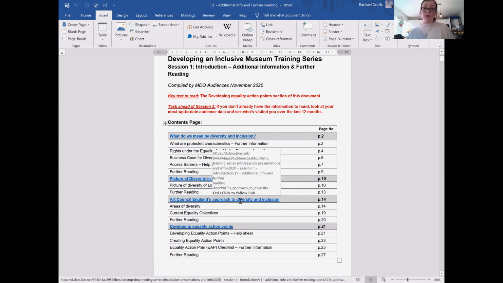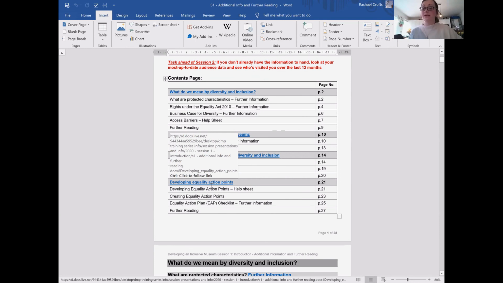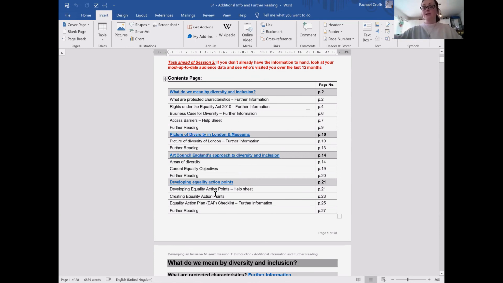The reason that we're talking a lot around Arts Council is because they obviously fund London Museum Development to support you in this work. So we enable you to meet those Arts Council objectives through the work that we're doing on this course, but also some of the other things. So we haven't just plucked that; we will be supporting you through this course to be able to achieve some of those. And then we've got a section on developing equality action points, which is some of the resources that Collette mentioned. So that's been collated for you with all the links.